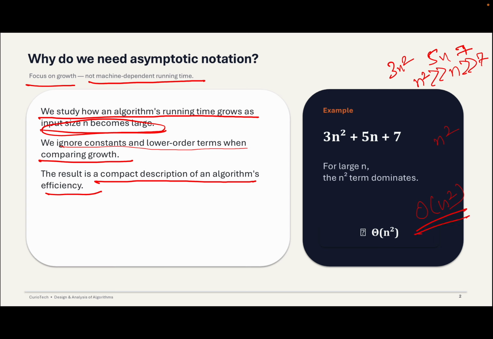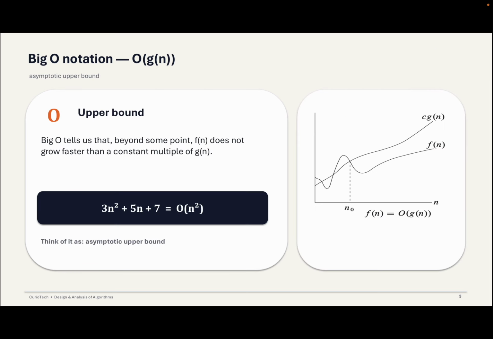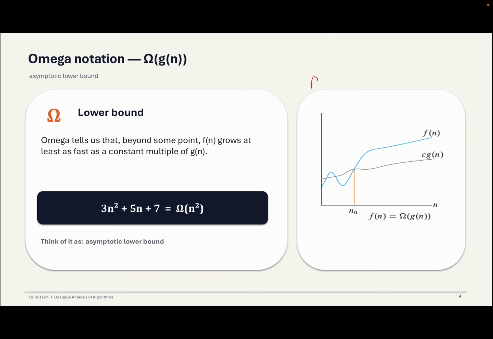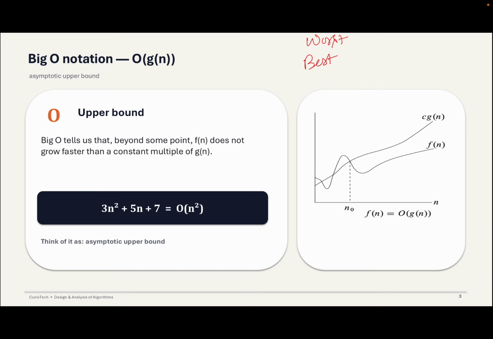We have already discussed a little bit of it in the previous video, so I am explaining it in detail here. There are multiple notations that we need to keep in mind. The first one is big O notation, the second one is theta notation, and the third one is omega notation. All of them have different categories: worst, best, and average case.